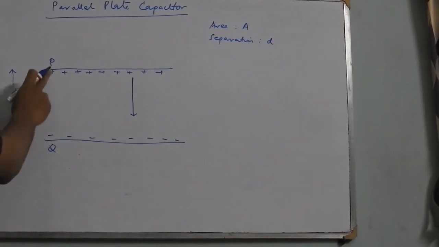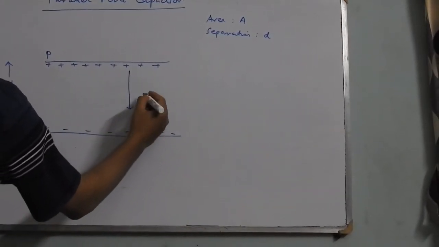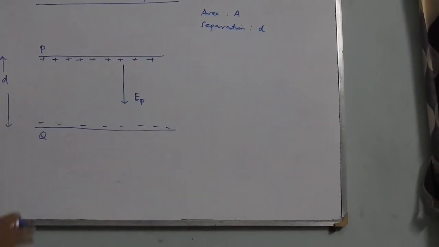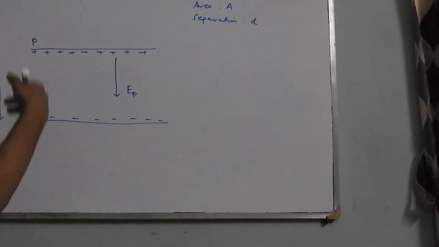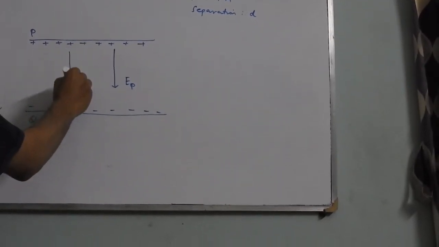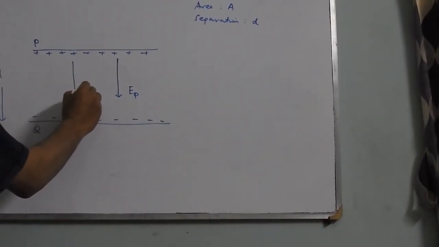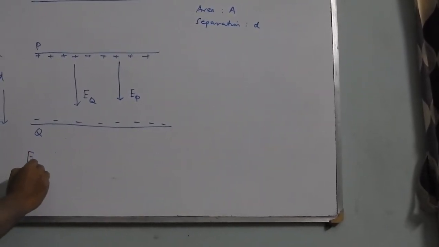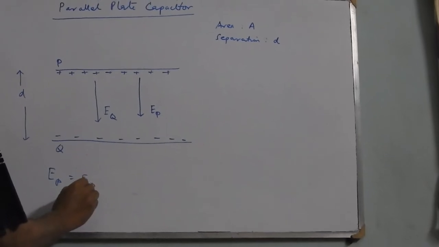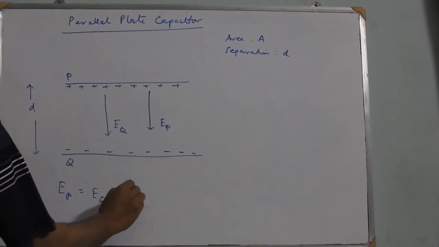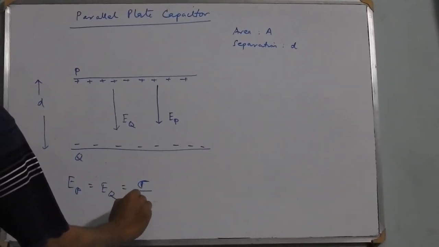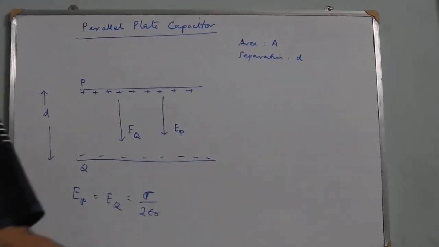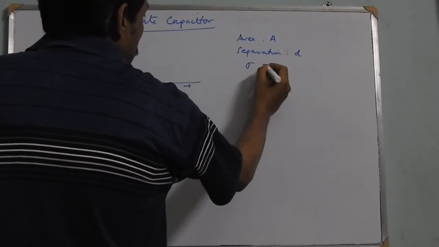The electric field due to the positive plate is EP in this given direction, and the electric field due to this particular negative plate is also in the same direction. So it is EQ, and both have the same magnitude because both behave like infinite sheets, for which the field is sigma by 2 epsilon 0, where sigma is the charge density and it is equal.